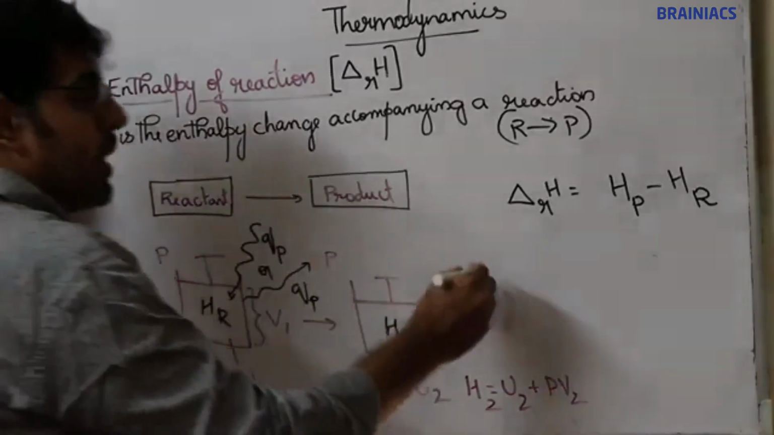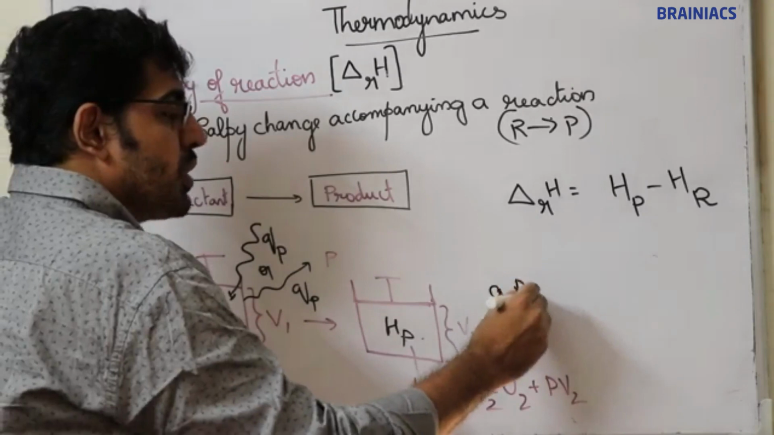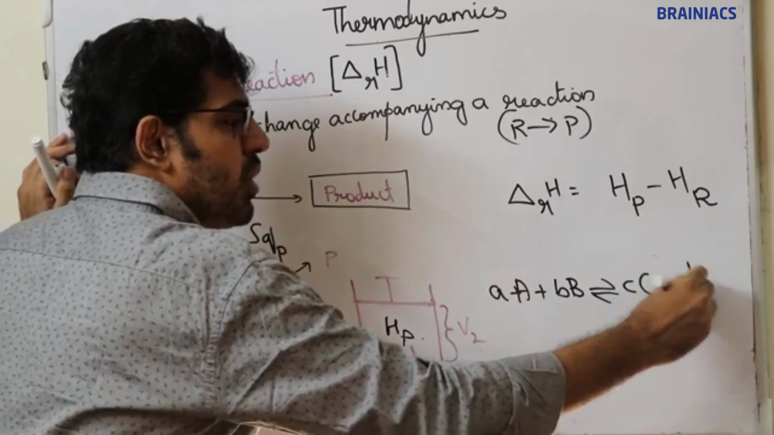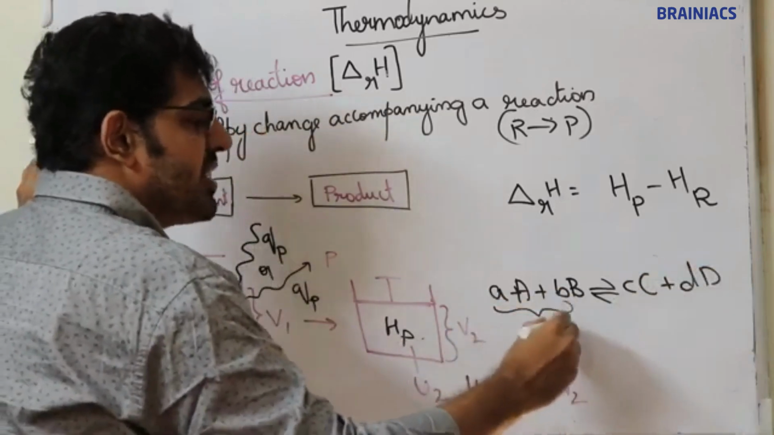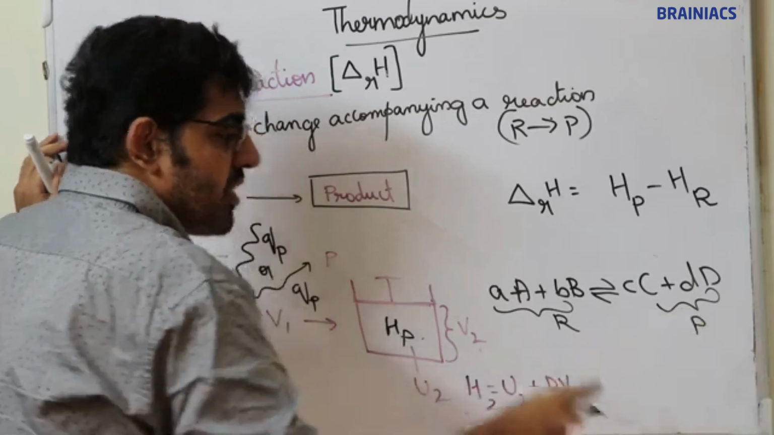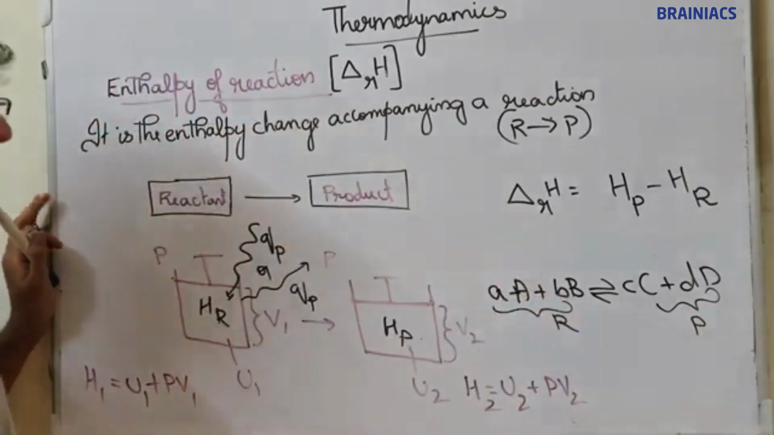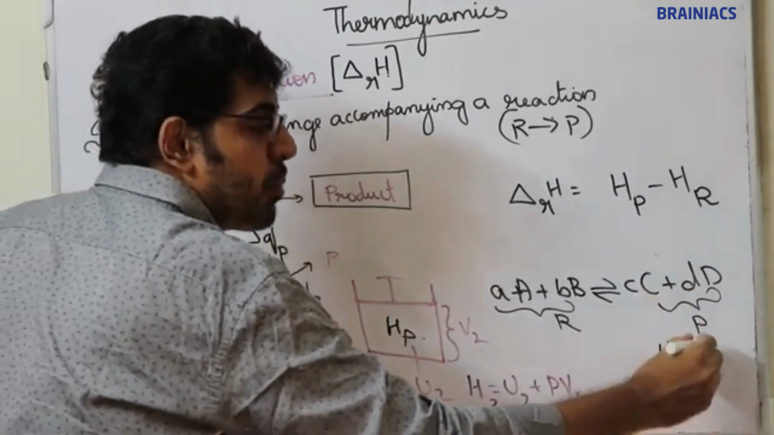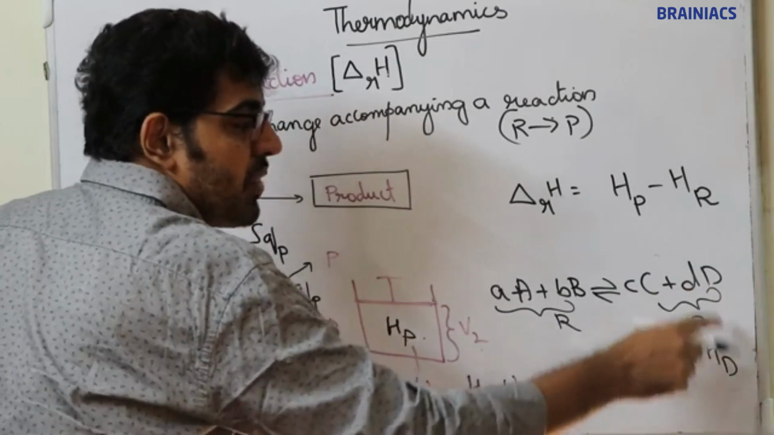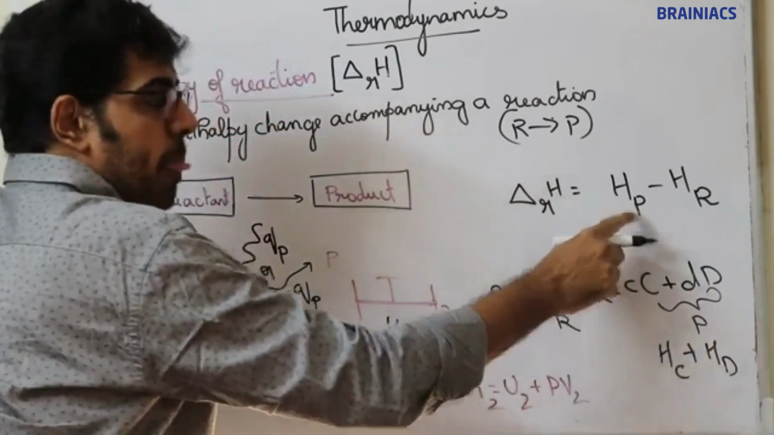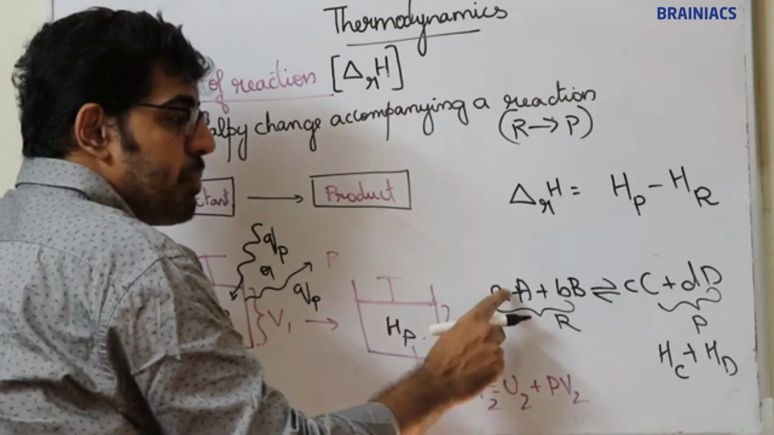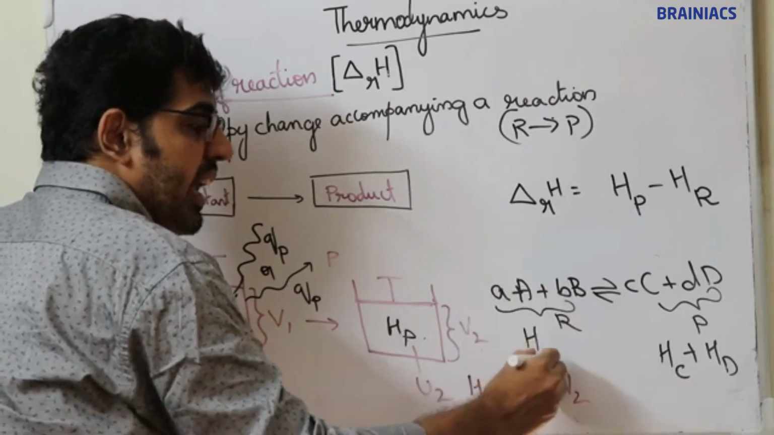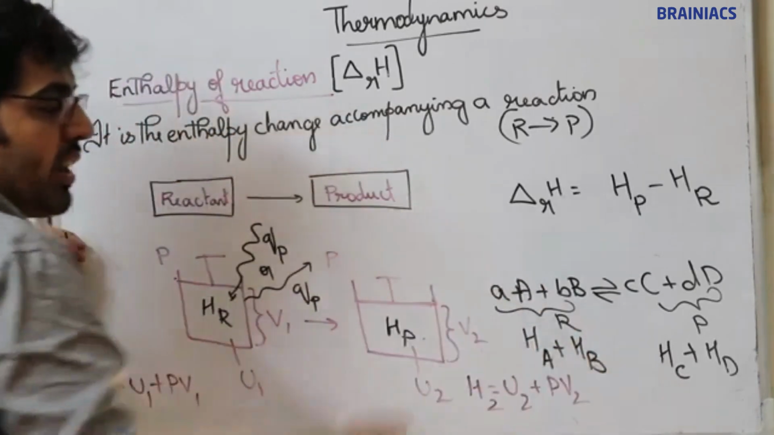For example, if a moles of A react with b moles of B, giving c moles of C and d moles of D, these two are the reactants and these two are the products. Here C and D are products, so you have to add the enthalpy of C plus the enthalpy of D. This is the enthalpy of product. In this case, we have to add the enthalpies of the reactants, A and B: enthalpy of A plus enthalpy of B.